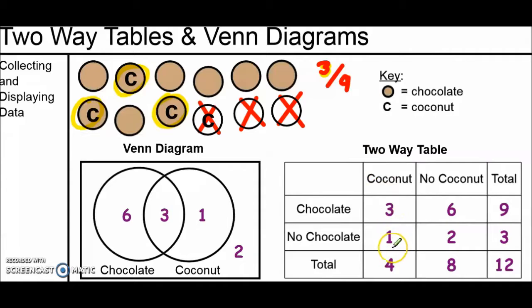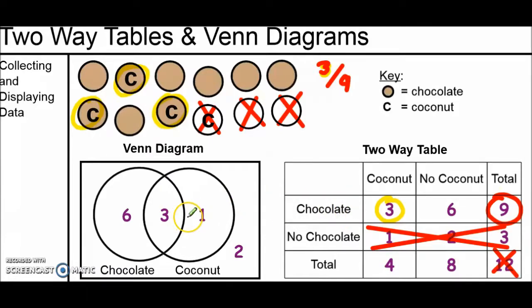How does this look on a two-way table? Well, we were given that the candy was chocolate, so we're going to cross out everything that is not chocolate. And that leaves us with only 9 candies instead of the 12. Of those 9 candies, 3 are coconut. So 3 out of 9 candies are coconut, given that that candy is also chocolate.